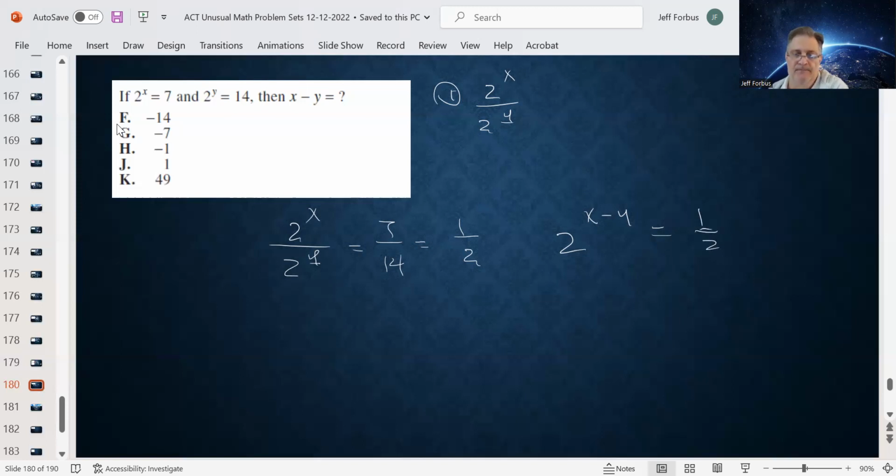Okay, now we can rewrite this 1/2 as 2 raised to the -1. We have our exponentials in the same base of 2. So therefore, we can pull our exponents out and say x minus y is equal to -1. So therefore, your answer choice is going to be H.